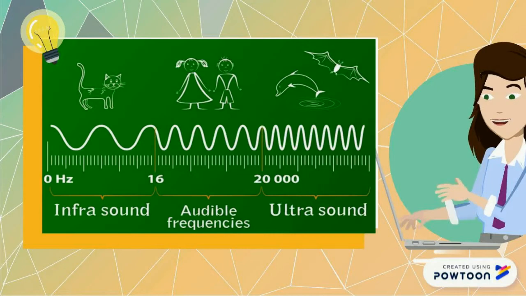Audiosonic is also called audible. It means it can be heard by humans, and the infrasonic and ultrasonic are called inaudible sound. Humans cannot hear sound in the inaudible range.